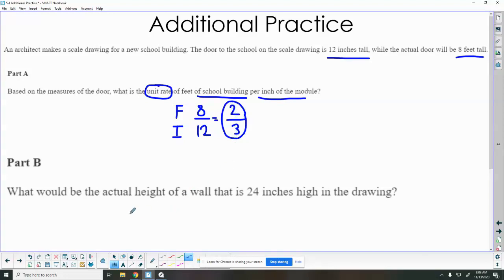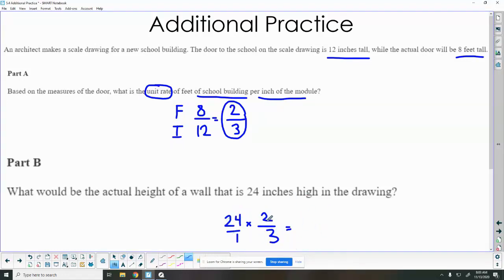So what would the actual height of the wall be? That's 24 inches in the drawing. So if I have 24 inches and I want 2/3 of that, that will tell me how high the actual door is.